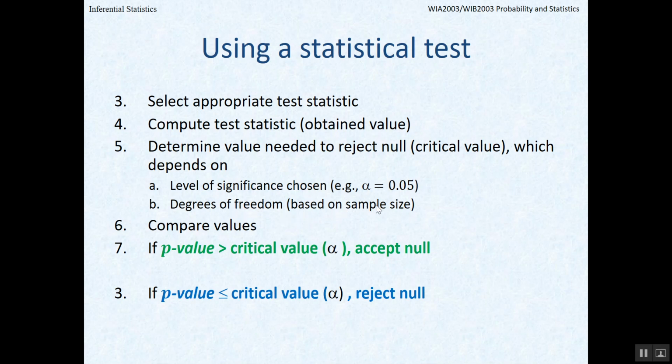Degrees of freedom are all based on sample size. Okay, and it depends whether you're dealing with a sample or a population. I have shared some videos. Please have a look at those videos for a more detailed explanation. Okay, compare values. If the p-value is more than the critical value or the alpha value, you accept the null. If the p-value is less than or equal to the critical value, then you reject the null.